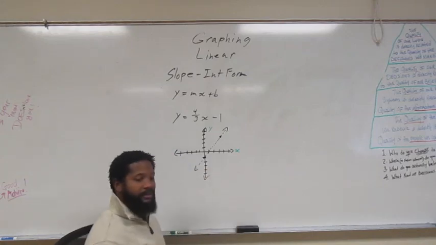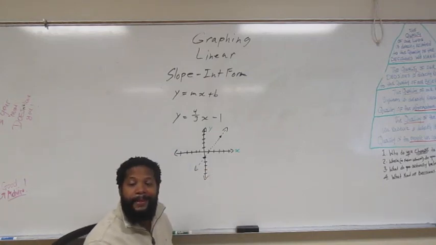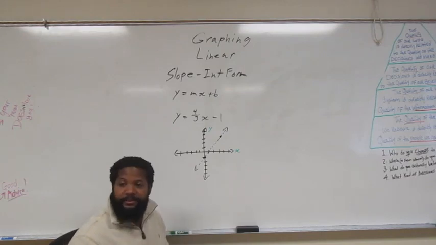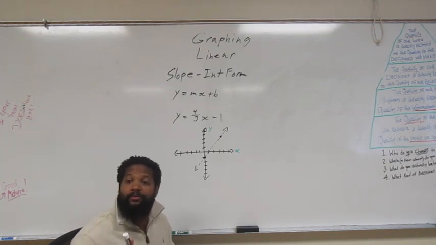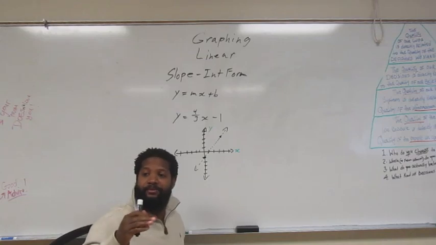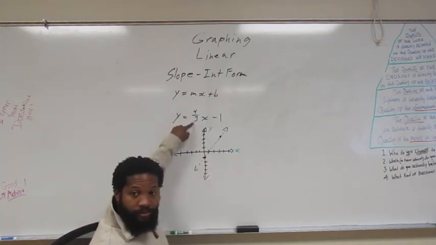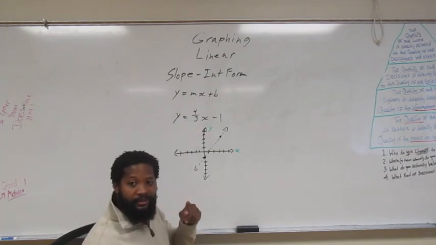So the denominator is the number that you go to the right or the left. Because it's negative when you go to the left. So the denominator is the run. Remember I said it is rise over run, okay?